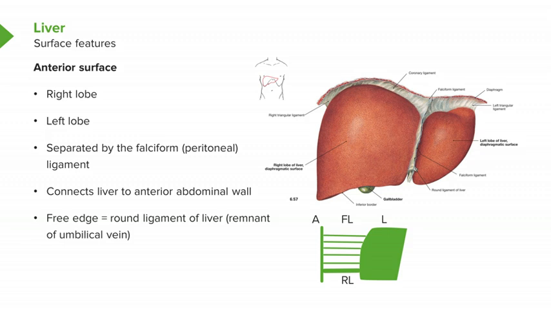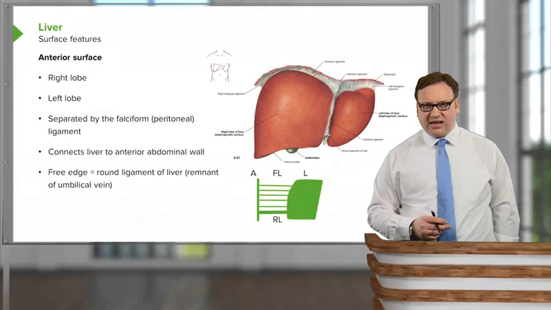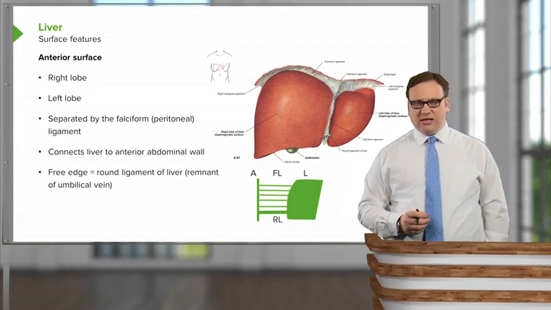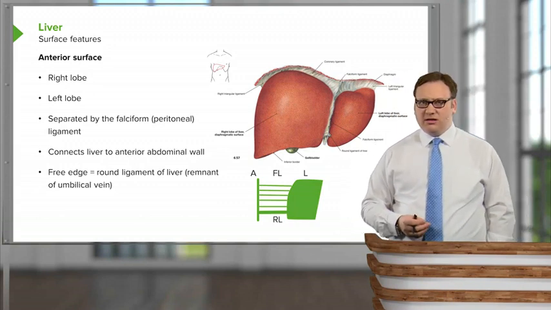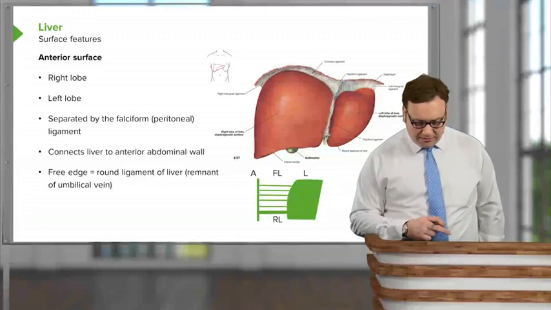And we can see that spanning the falciform ligament, at its free edge, is a structure known as the round ligament of the liver. And this is really important because this ligament used to be a patent blood vessel. It used to be the umbilical vein that allowed blood to pass into the developing fetus from the mother's placenta. It would then run up the posterior surface of the liver, which we'll see in a moment.